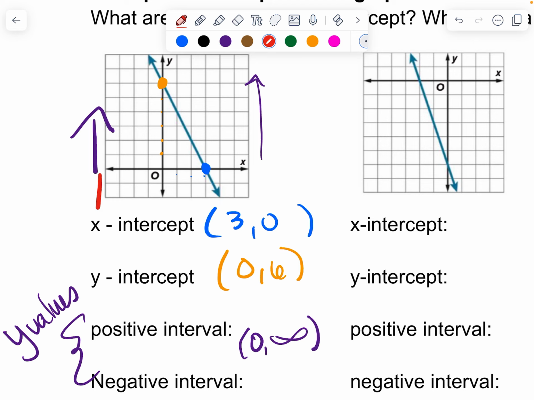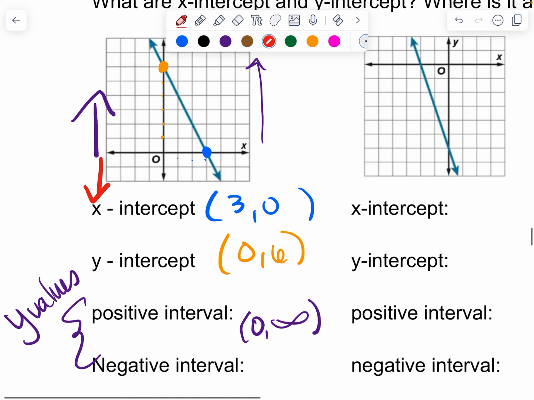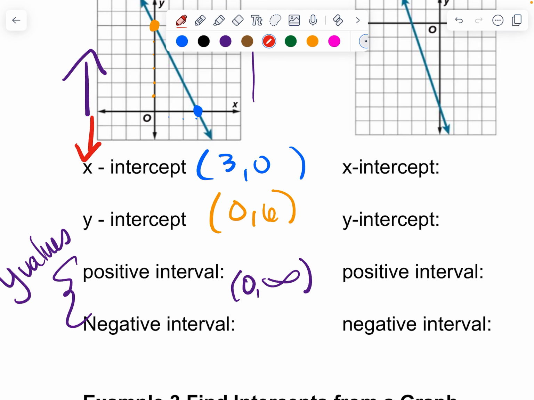So the negative part is going to go below. The low end of that is at the bottom, and the bottom of that, it's going to go on forever and ever. So it's negative infinity. It goes all the way up to the x-axis, so that goes up to 0.